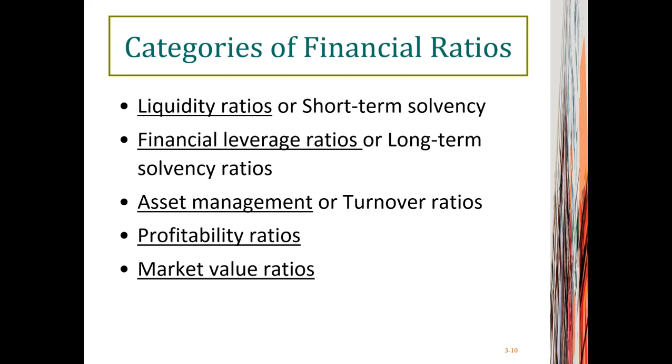And the fourth category is profitability ratios, and here we use several different ratios to measure how profitable the business is for a typical company. And the last one is market value ratios, and here we look at the stock price to see how the market is evaluating the company, and there are several ratios that we can utilize to see how the market is evaluating a company.